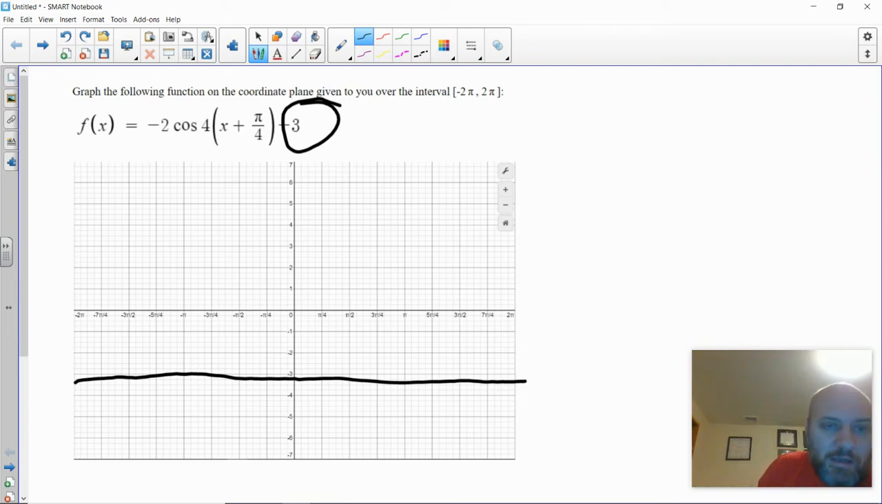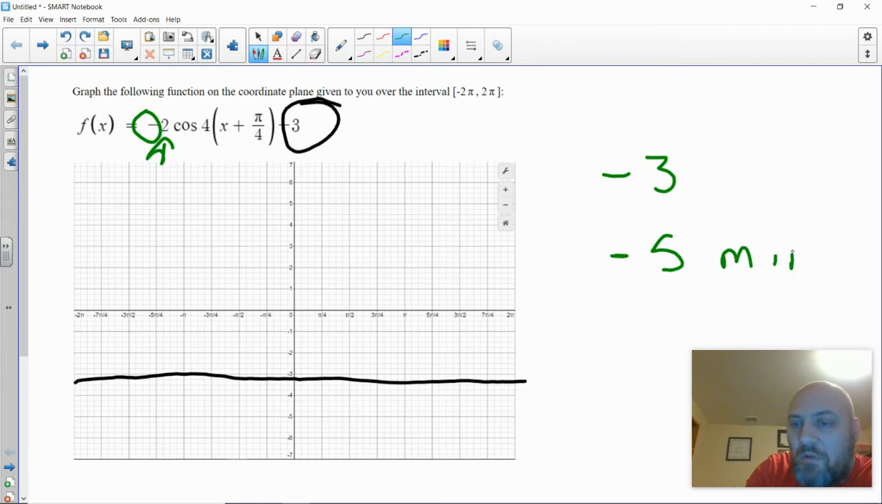Now, because it's cosine, I know I have to start at my maximum or my minimum. That is indicated by this negative sign out front, which means it is reflected. So I'm going to start at my minimum. That minimum is going to be determined by the amplitude. If -3 is my midline and my amplitude is 2, then -5 is going to be my minimum, and -1 is going to be my maximum, as they are both 2 away from the midline.